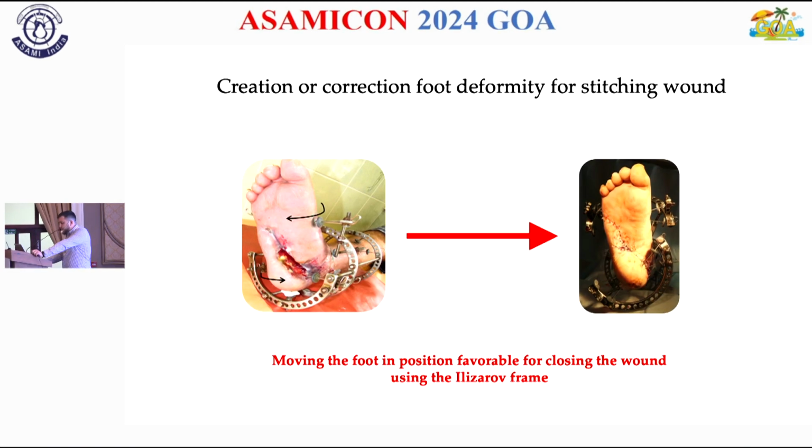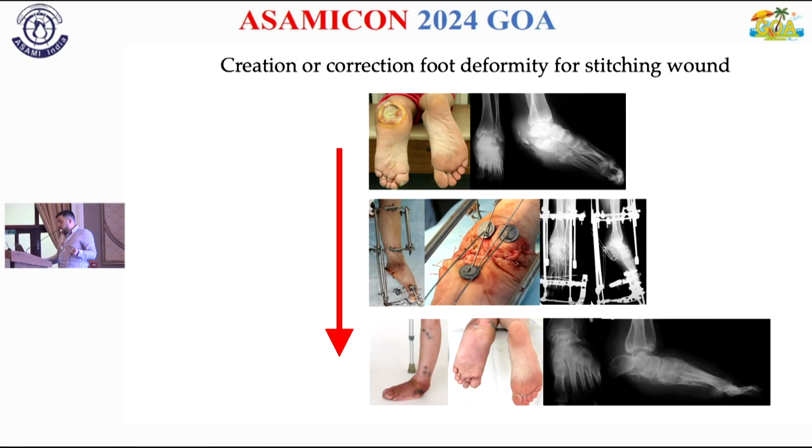And soft tissue possibilities: creation or correction of foot deformity for stitching a wound, like in that case, and the opposite, creation of foot deformity, equinus deformity, for stitching that wound on the plantar surface. Of course, after stitching the wound and healing of the soft tissues, and after 1 month of fixation in equinus position, we started deformity correction and repositioned the foot backward behind the tibia for creation of new pressure points and for prevention of recurrence of ulceration on the hindfoot place.